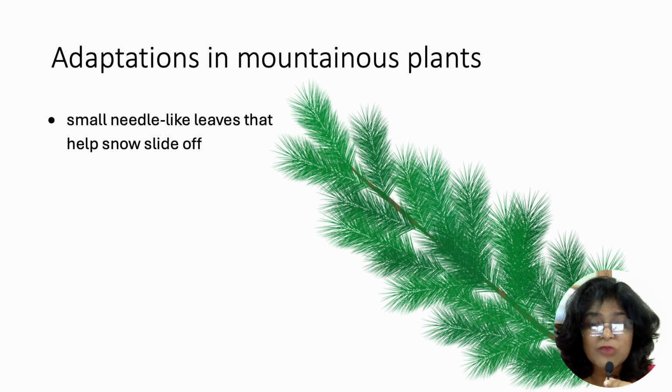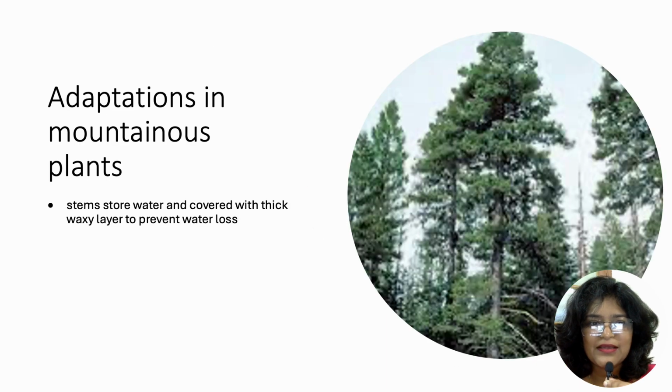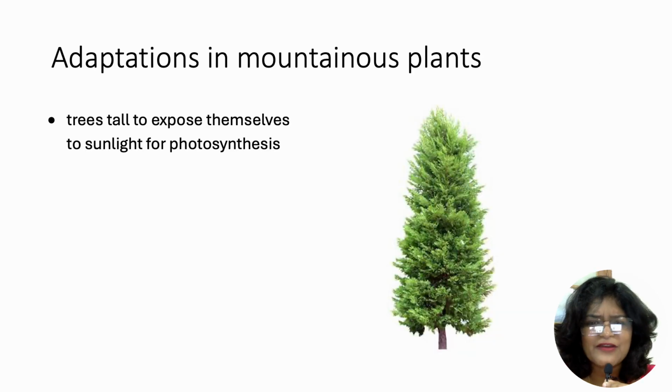The leaves are small and needle-like, and this also helps the snow to slide off. The stems store water and they're covered with a thick, waxy layer which prevents water loss. And these are very tall trees to expose themselves to sunlight for photosynthesis.